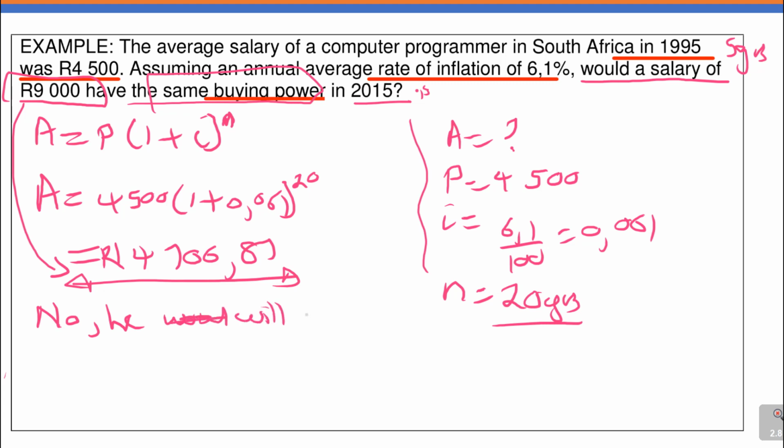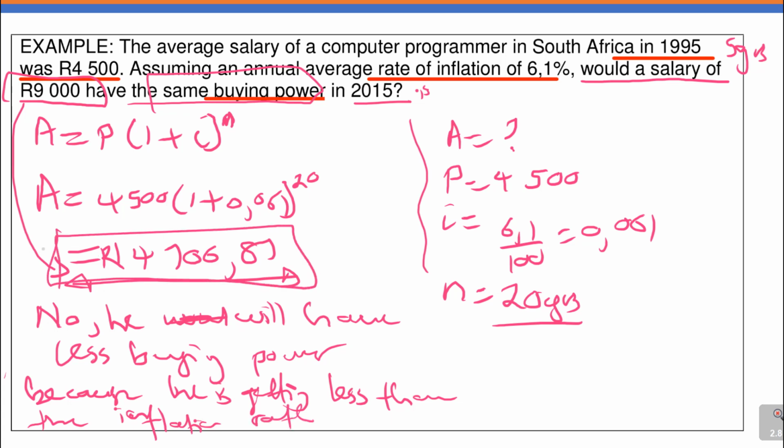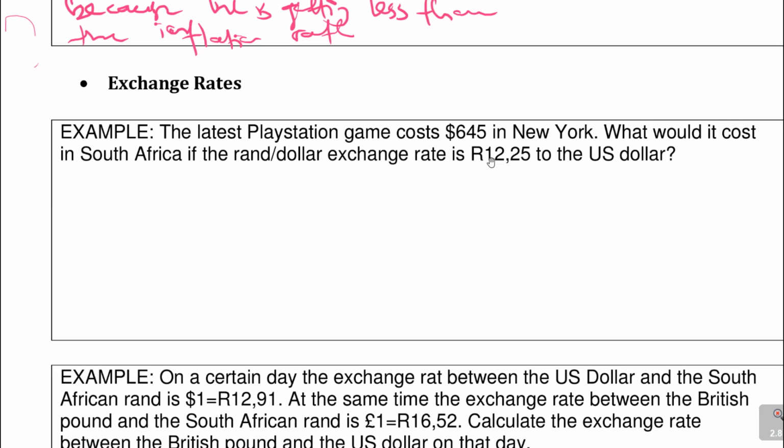He will have less buying power. Why? Because he is getting less than the inflation rate. He's getting less. What was he supposed to get? 14,000. What is he getting? 9,000, which means he's getting less. Unfortunately, salaries always work like that.